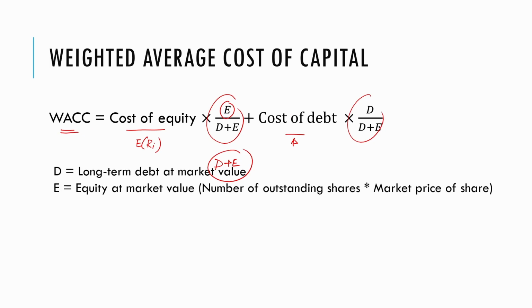And what is D and E here? D is the long term debt at the market value, and equity, E is the equity at market value. So how to calculate the equity at market value? That is the number of outstanding shares into the market price of the share. So it is always suggested to calculate D and E in terms of market value. If the market value of debt is not available, or it is difficult to calculate or find, then you can use the book value. So you can use the book value of debt if the market value is not available, but for equity at least you should use the market value. So that means the number of outstanding shares into the market price of the share. So that's all about weighted average cost of capital.